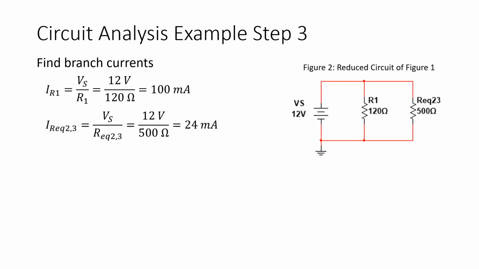Now, going back to the circuit of figure 2, our simple parallel circuit, we can find the current through each of these branches. IR1 is 12 volts divided by 120 ohms, 100 milliamps. And the current that flows through the equivalent resistance of resistors R2 and R3, 12 volts divided by 500 ohms, is 24 milliamps.